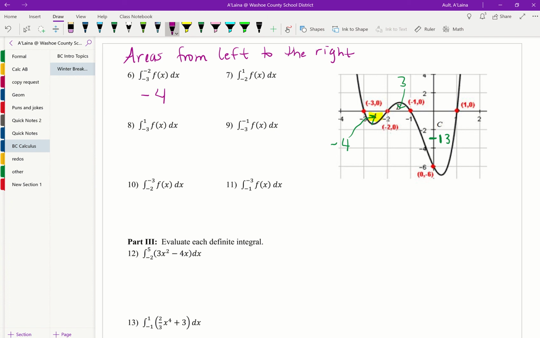From -2 to 1 actually combines more than one region. -2 to +1 is going to combine that green region and this pink region together. And so when we combine those together, that would be 3 plus -13, the 13 being negative because that area is below the x-axis, which would be -10.